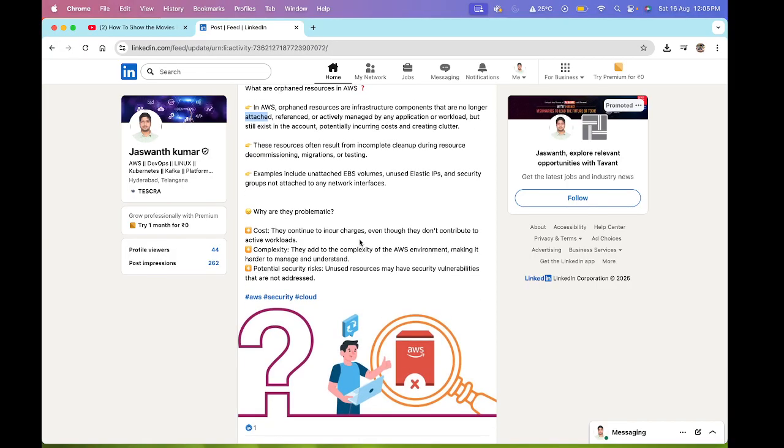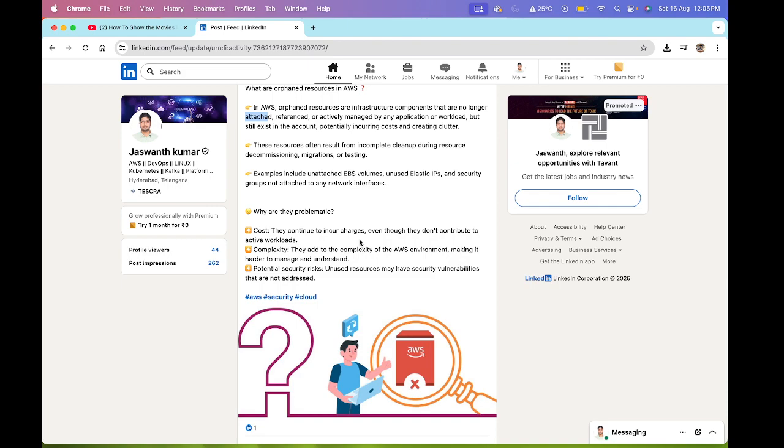What is the problem with these orphaned resources? Cost is the first thing. They continue to incur charges even though they do not contribute to active workloads, right? They are not part of our infrastructure or our workflow, but they are still kept in our account. That may cause some cost.